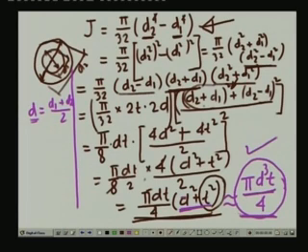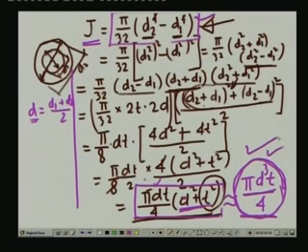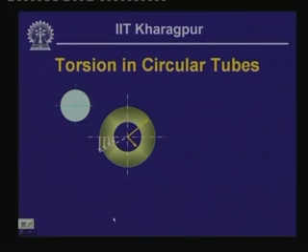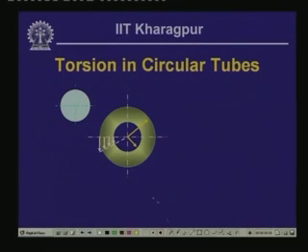So, this gives us the value of J, the polar moment of inertia, either in the form π by 32 times d2 to the power 4 minus d1 to the power 4, or π d t by 4 times (d square plus t square), where d is the average diameter and t is the thickness. For a thin tube, we can even use π d cube t by 4 for evaluating the polar moment of inertia. Once you compute the polar moment of inertia, the rest of the expressions are as we had: τ by ρ equals T by J equals G θ by L.